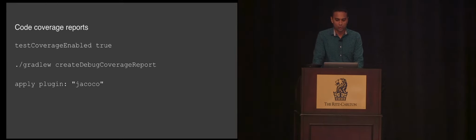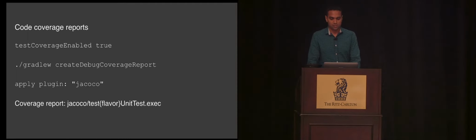To start off, you want to set up test coverage enabled true within the Gradle file. Once you do that, you just need to run this command, create debug coverage report. This will generate the coverage report for just the instrumentation tests, though. There is some issue with unit tests.